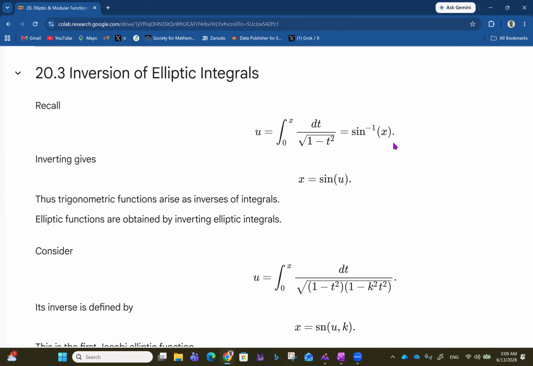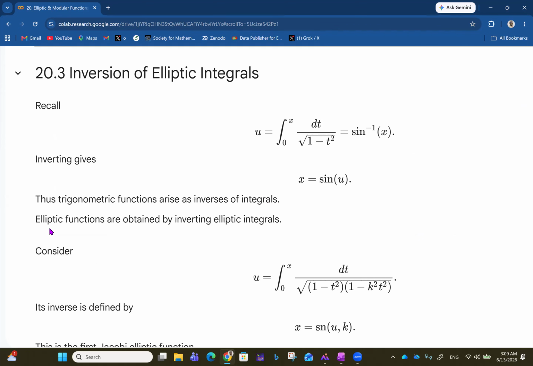We came across that if you differentiate arc sine of x, you end up getting 1 over square root of 1 minus x squared. So inverting that, if u is arc sine of x, if you take sine of both sides, it means that x will be equal to sine u. Thus trigonometric functions arise as inverses of integrals, right?